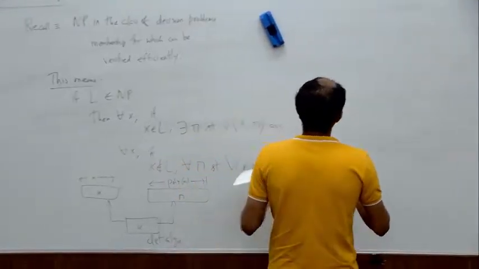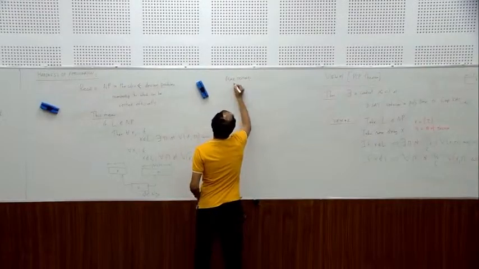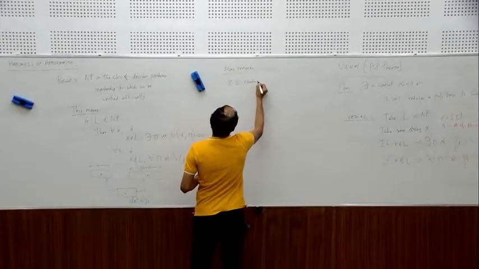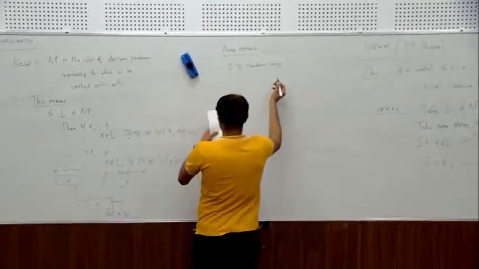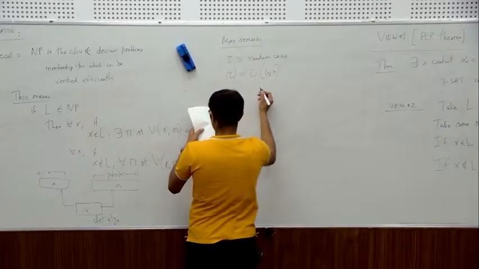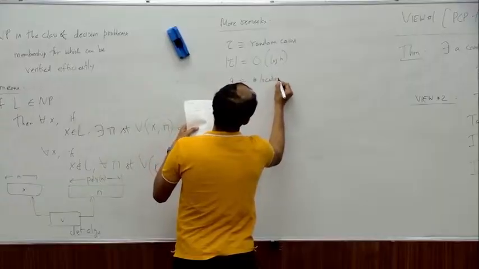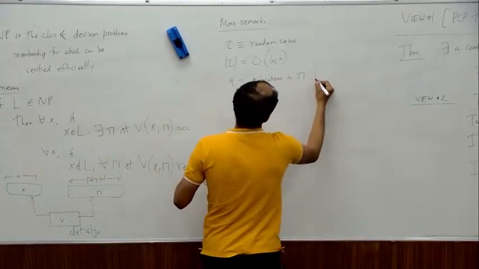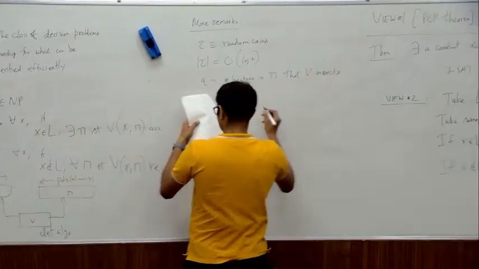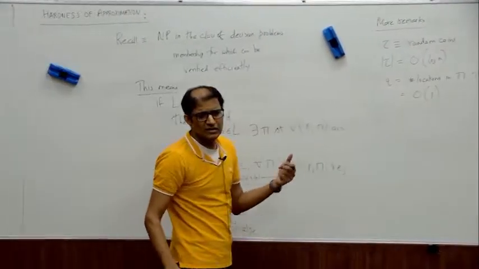In order to unpack this, I want to make a few more remarks. Tau in fact refers to the random coins that the verifier is allowed to toss. The size of tau is in fact big O of log n. Q is the number of locations in the proof pi that the verifier inspects. We have to keep in mind that Q is big O of 1. The verifier is not allowed to inspect too many locations.